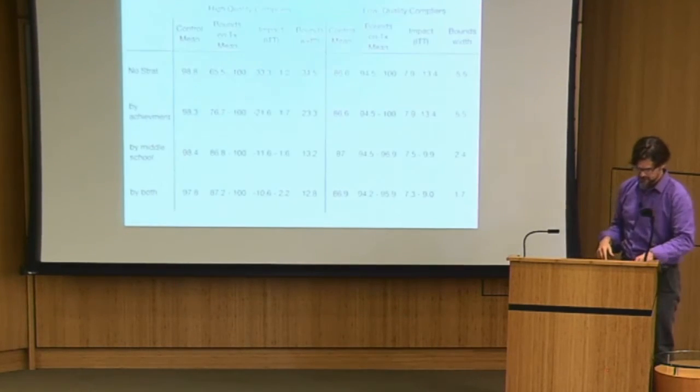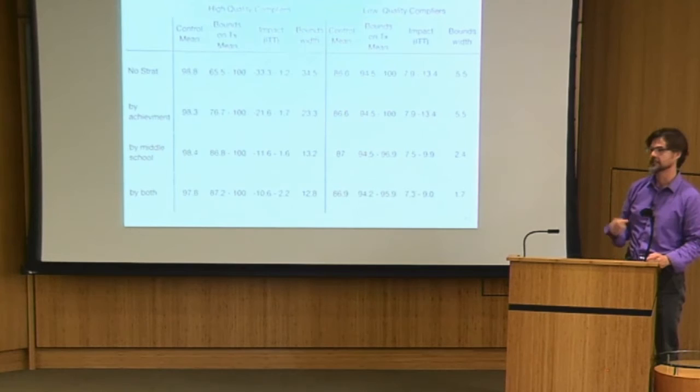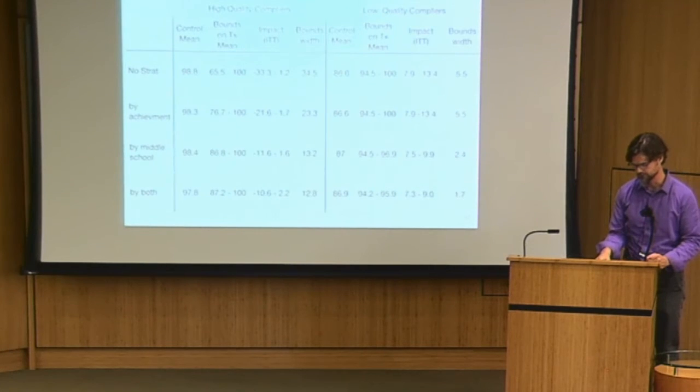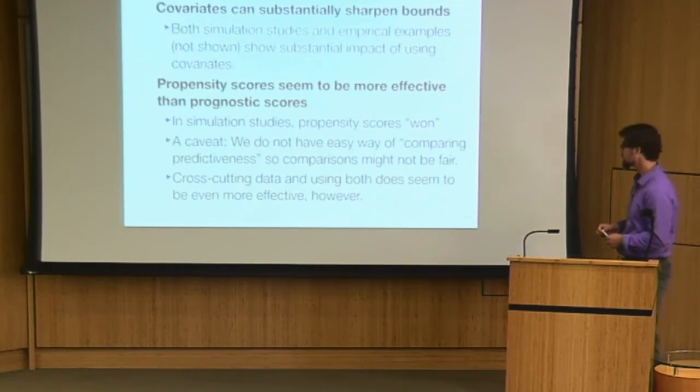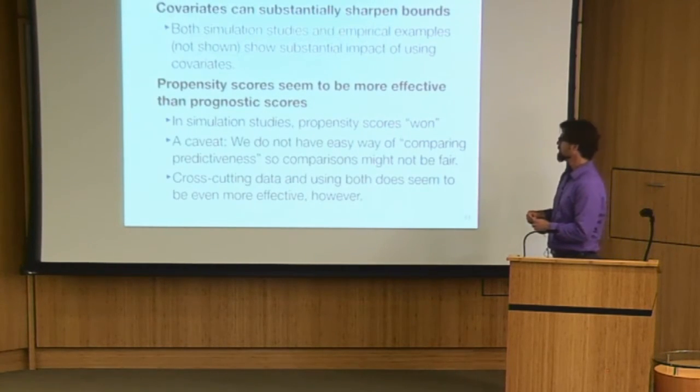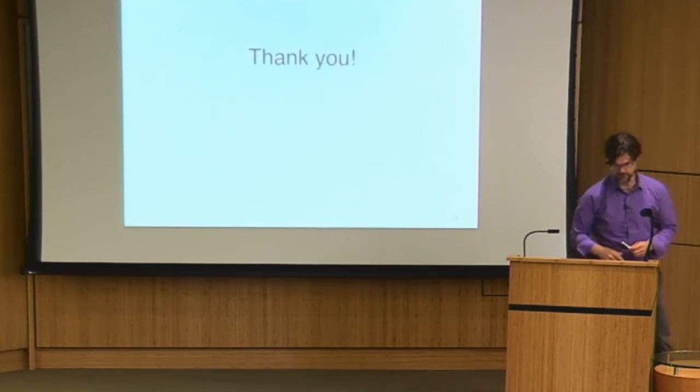That being said, especially given the empirical example, it seems like it's easier to come up with variables that are very predictive, in a useful way, of compliance status. Yeah, so I think that's it.